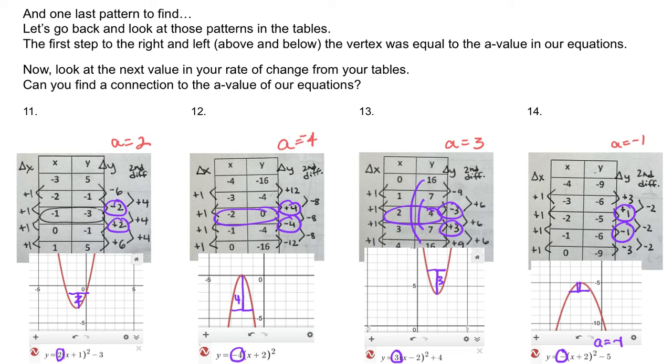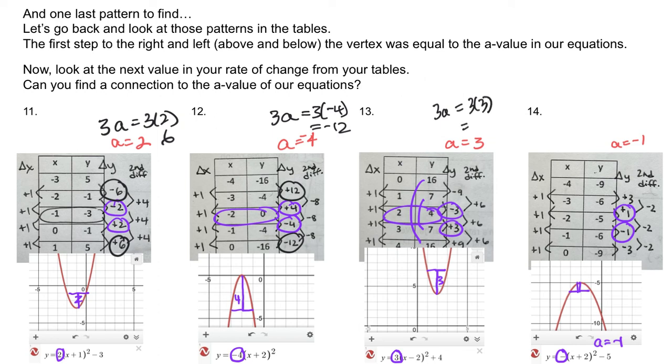So if I take 3 times A, so in this case, that would be 3 times 2, I get 6. And so plus or minus 6 are these values right here. And 3A for 12 is 3 times -4, or -12. And you can see that I have plus or minus 12 for the next one. 3A for 13 is 3 times 3, our A value is 3, that's 9, and you can see plus or minus 9 right here. And the last one, 3A, would be 3 times -1, and that is -3, and you can see plus or minus 3 right here. So we can use our A value to predict our steps.